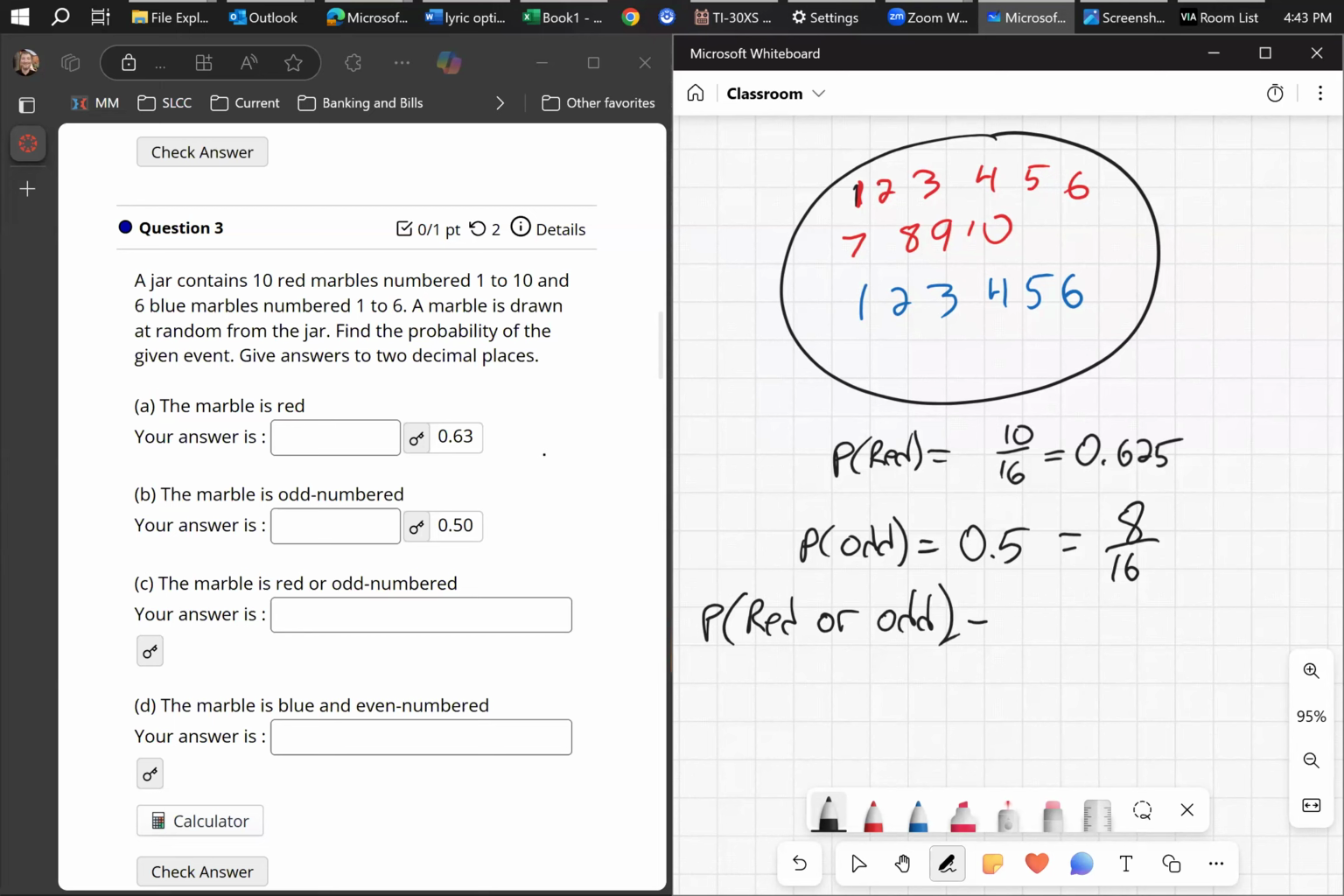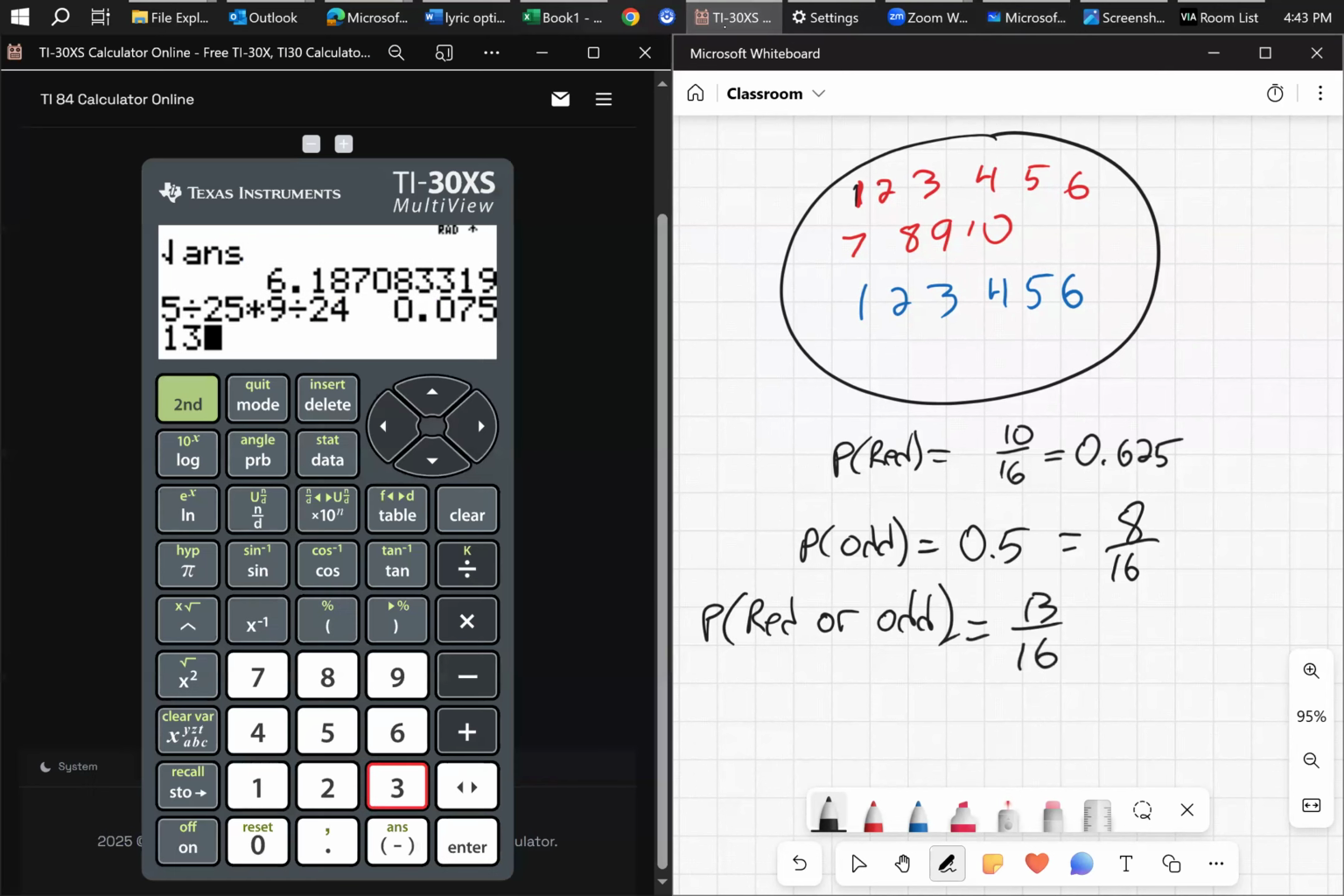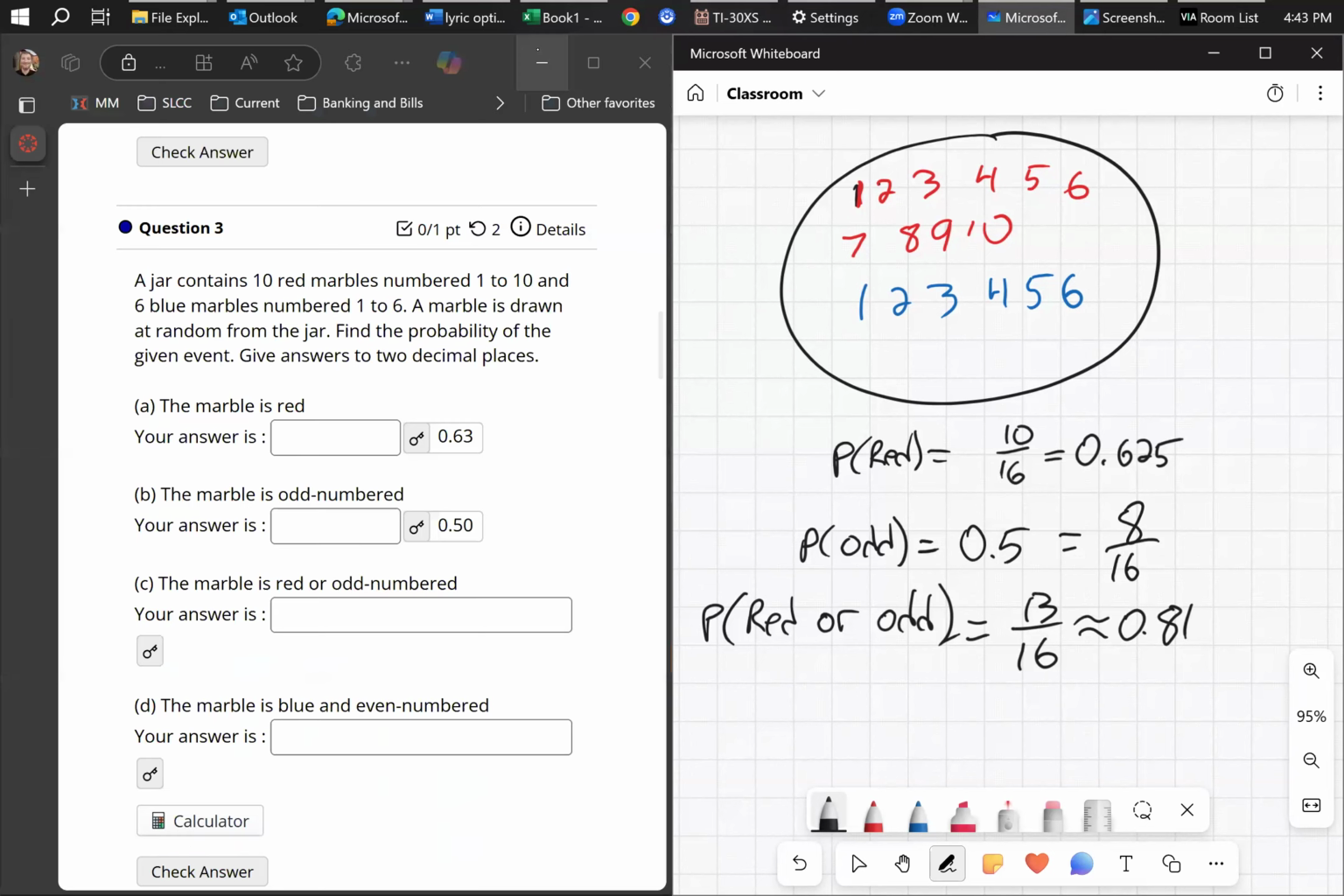Now there's two approaches. If you have the sample space, and I drew it, you can look for which ones are red or odd. 1, 2, 3, 4, 5, 6, 7, 8, 9, 10 are red. 1, 3, and 5 are also odd. That's 13 out of the 16 that are either red or odd. The calculator says, rounded, 0.81. Is 2 decimal places? Yeah, 0.81.